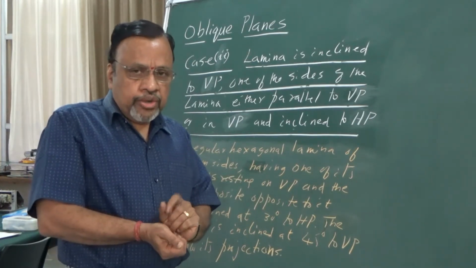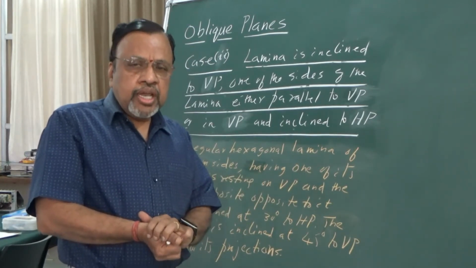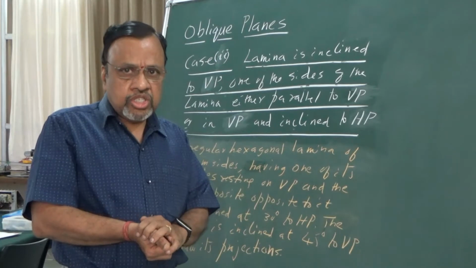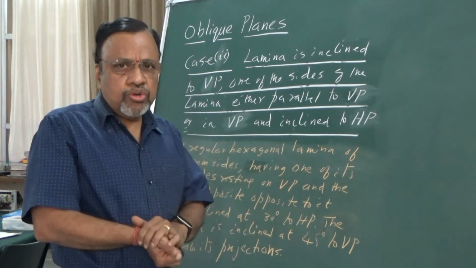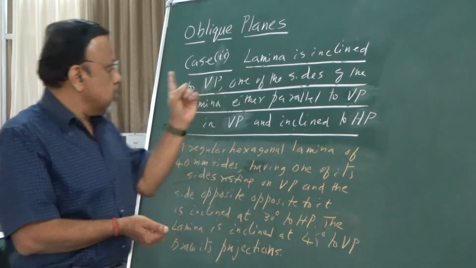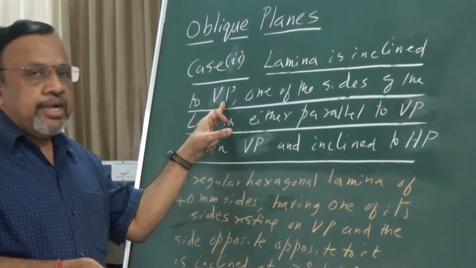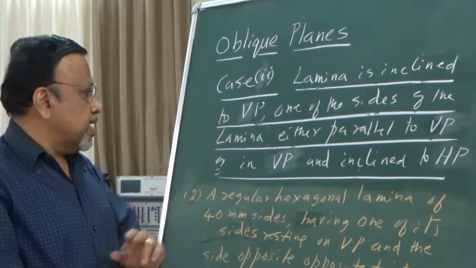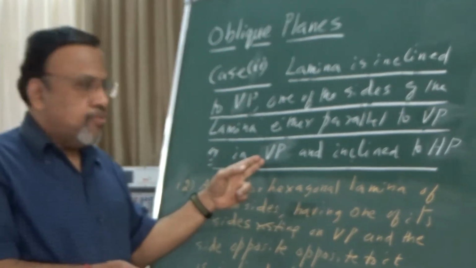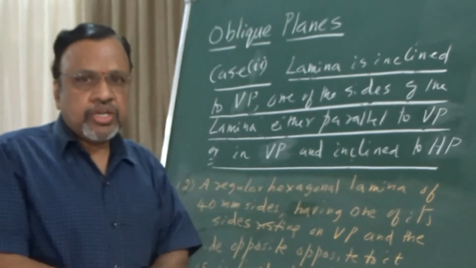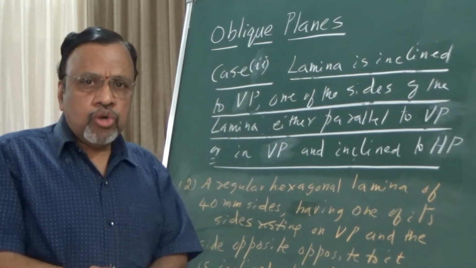I also told you that the inclination wherein the lamina is inclined to both the planes can be done in different ways. One way, which we did in the previous class, is case 1, and here I am going to demonstrate case 2. In case 2, the lamina is inclined to VP, and one of the sides of the lamina is either parallel to VP or in VP and inclined to HP. Again we have given 2 inclinations.